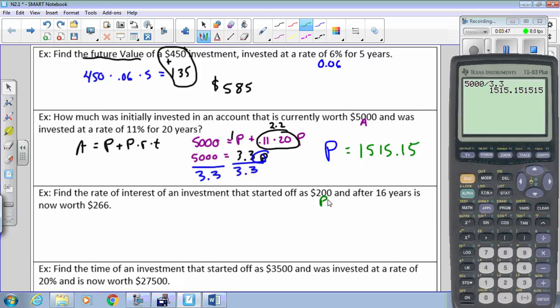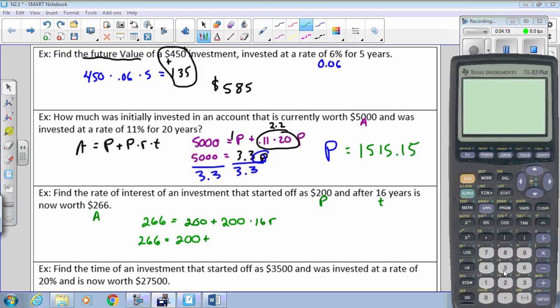Now here again, you have to find the rate of interest of an investment that started off at 200. That's my P. T is 16 years, and this is my amount. So I have 266 equals my amount is $200, principal, plus 200 times the number of years, 16R. So let's do that. So 266 equals 200 plus 200 times 16, 3,200R.